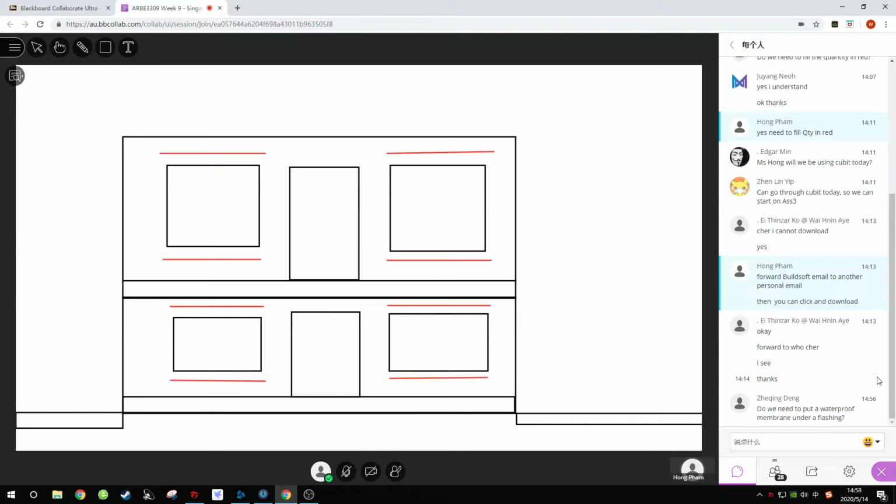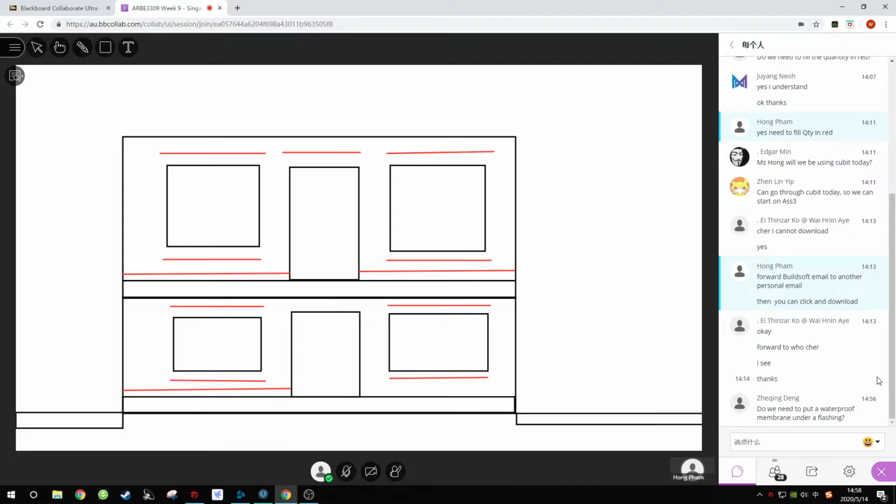Because in your assignment 3, they only give you the sections to tell you where the flashings are, but they never tell you on the elevations. So you need to have a principle that every time something breaches through the cavities, you need a flashing, above the door as well. And here is above the slab, and also here above the slab, also flashings.